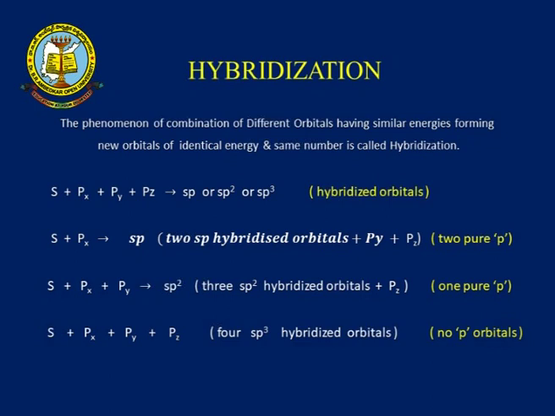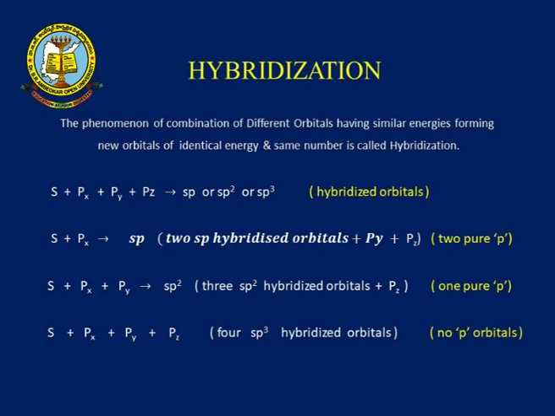What are those permutations and combinations? One S can combine with one P forming Sp. One S orbital can combine with 2 P orbitals forming Sp2. Similarly, one S can combine with all the 3 P orbitals forming Sp3 hybridization. So, 3 types of hybridizations are possible here, that is Sp hybridization, Sp2 hybridization, Sp3 hybridization.